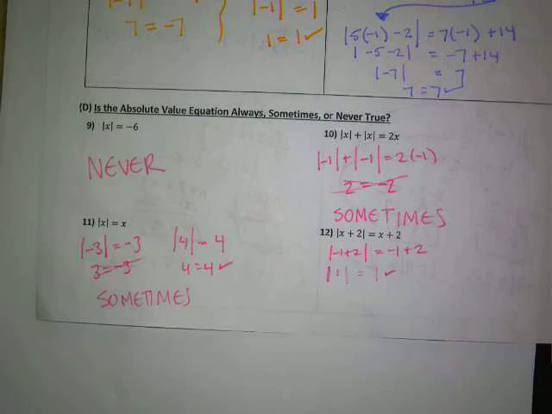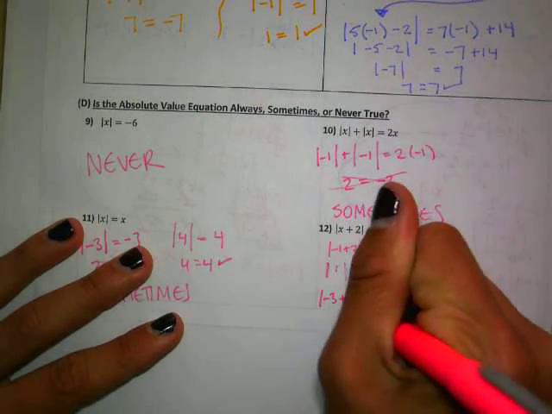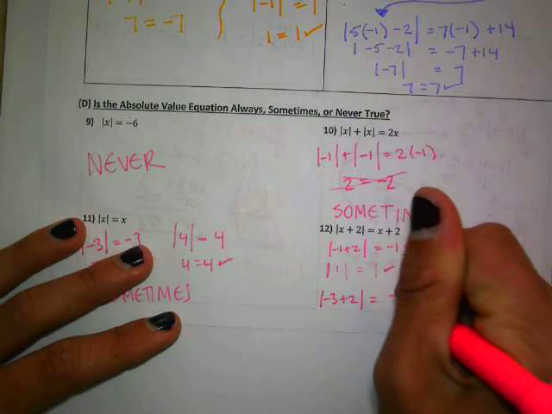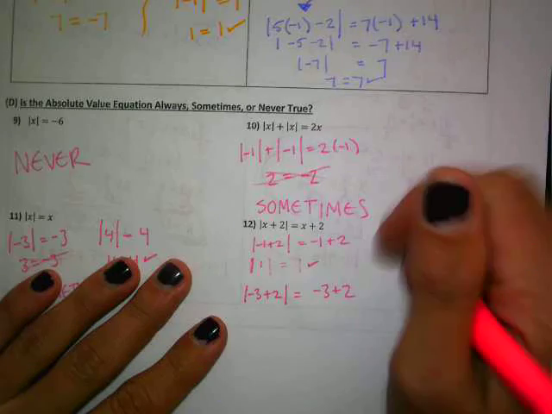So what has to be special about your negative sign for it not to work? It has to be bigger than 2. Yep, for only this problem. It has to be bigger than the number, the C. Yeah. So this is sometimes.